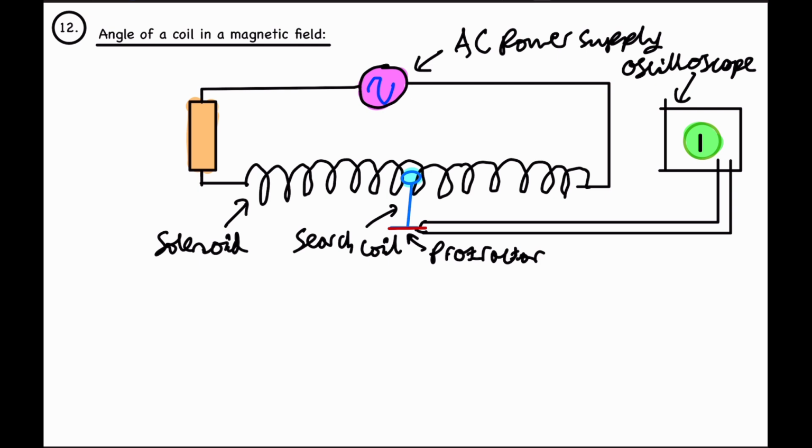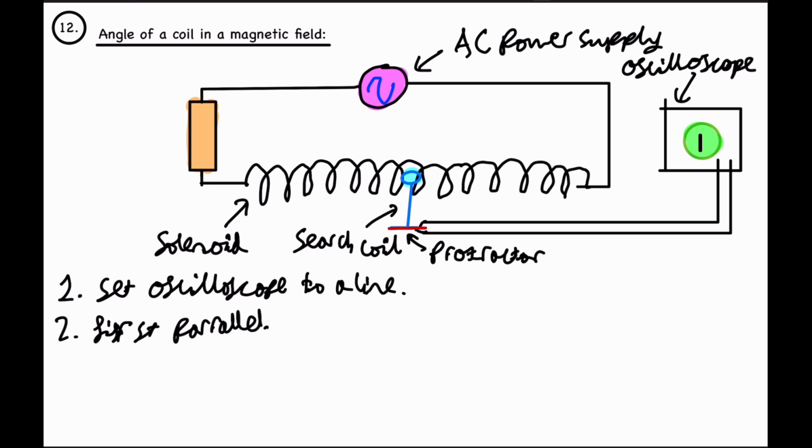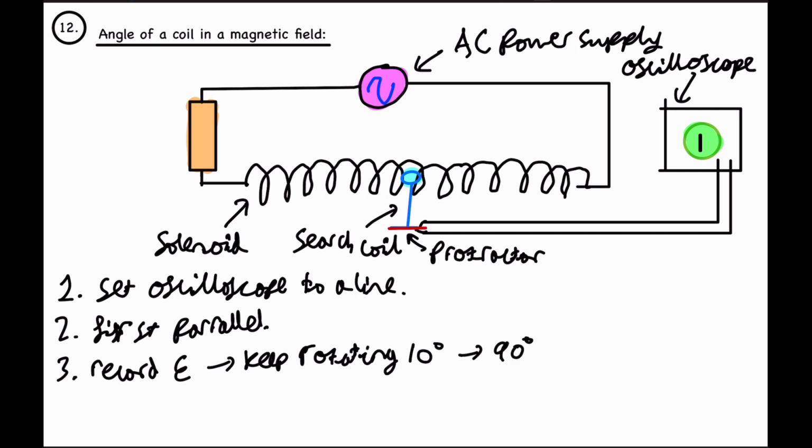Now let's move on to the steps of this practical. So set up the oscilloscope so that it only shows the amplitude of the e.m.f. as a vertical line like this. Then position the search coil halfway through the solenoid. So set up the apparatus basically and point it so that it's parallel. And then record its induced e.m.f. in the search coil using the oscilloscope. And keep rotating it 10 degrees until it reaches 90 degrees, taking readings each time for the e.m.f.